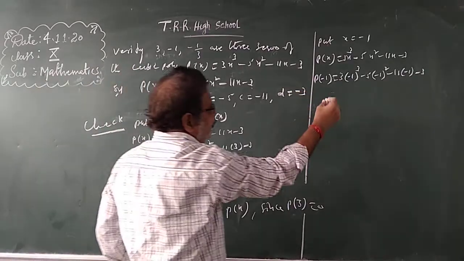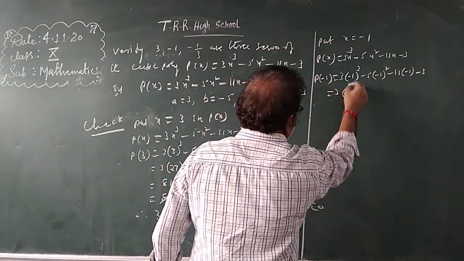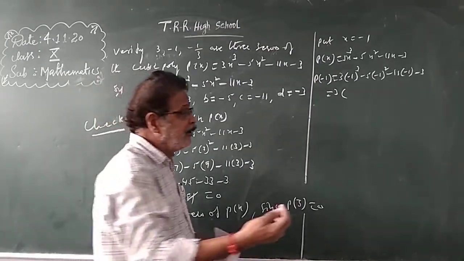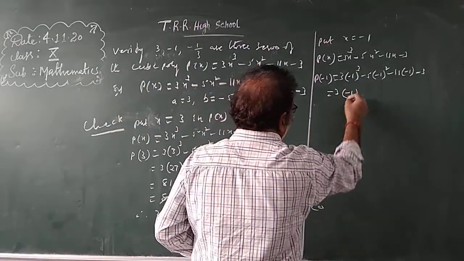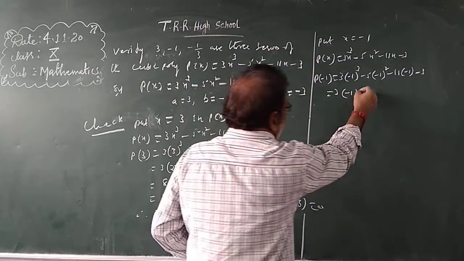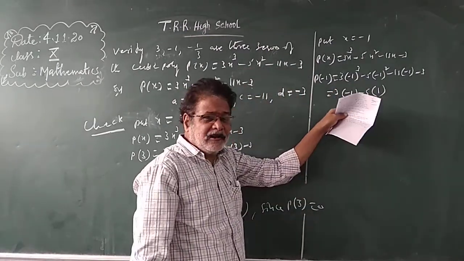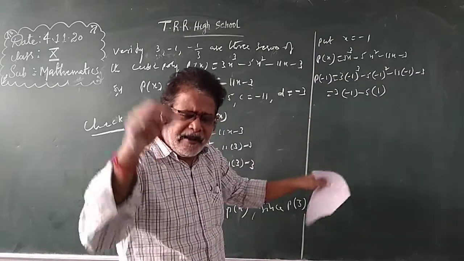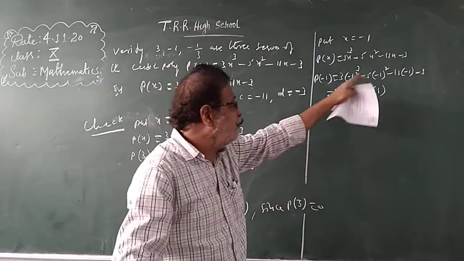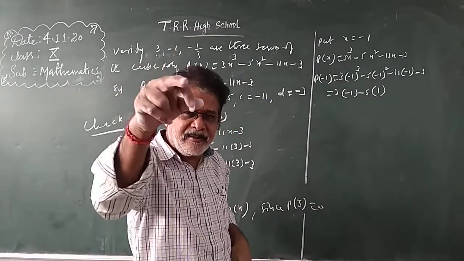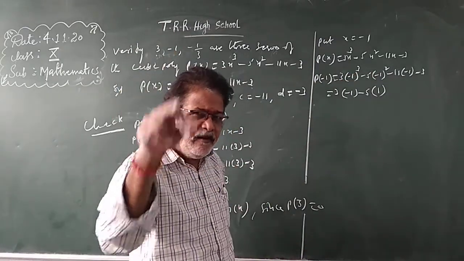Put x equal to minus 1. So 3 into minus 1 cube: write minus 1 three times, minus 1 into minus 1 into minus 1. Minus 1 cube means minus 1. So minus 5, minus 1 square means plus 1. When the minus sign is inside the bracket, if the power is an odd number, minus will come. If the power is an even number, plus will come. In case of odd power, minus; if the power is even, plus will come.